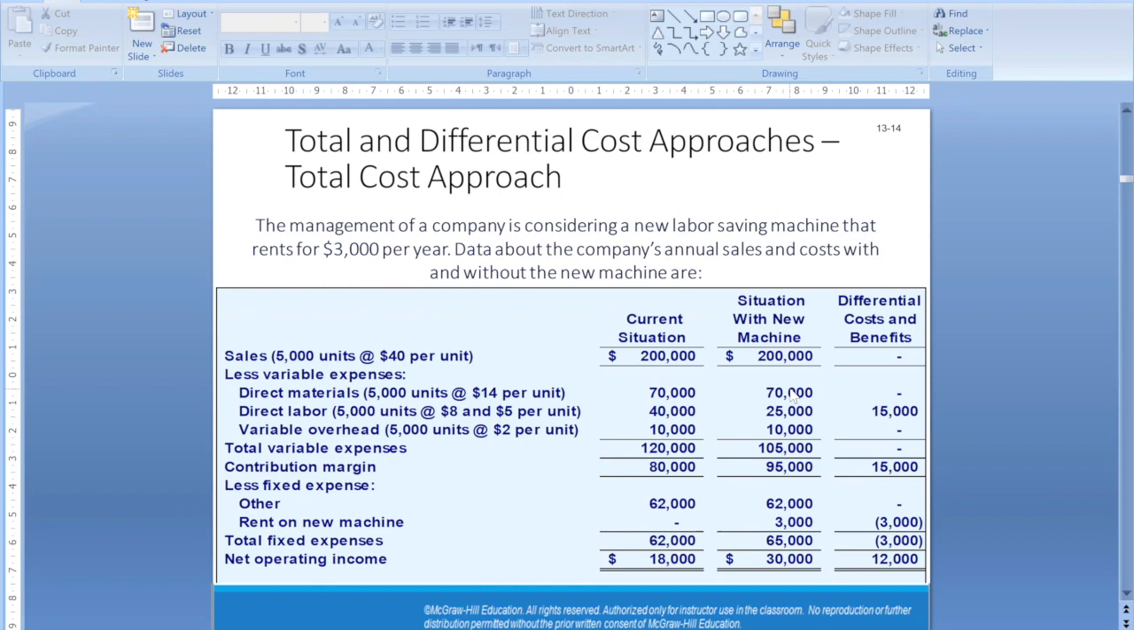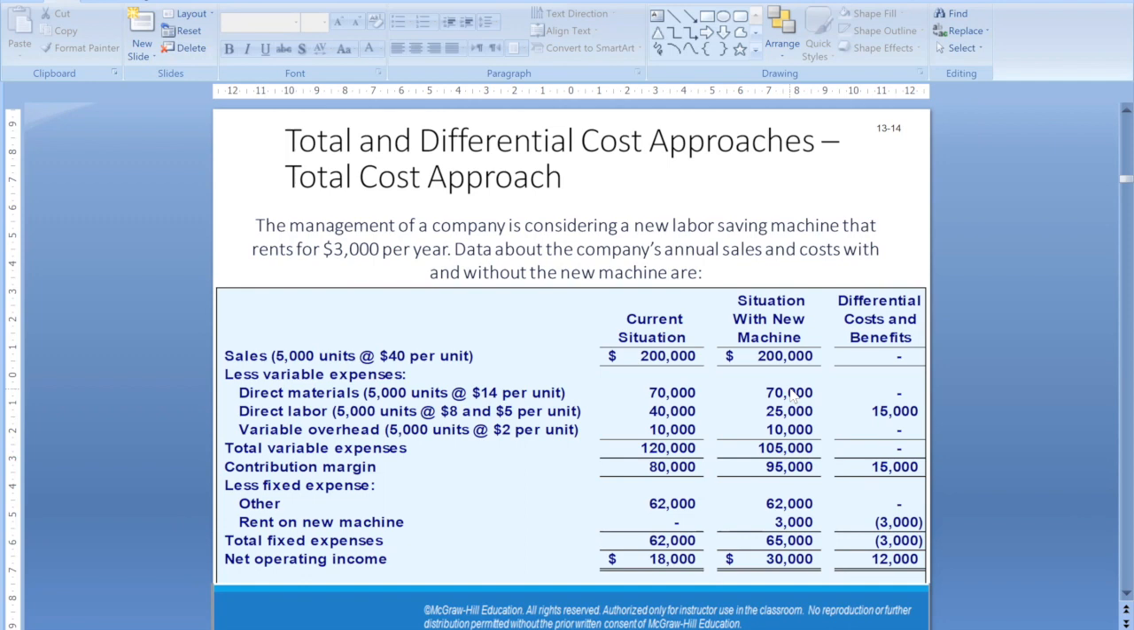The information: the sales are 5,000 units, and the price is $40 per unit. So in the current situation, I'm selling $200,000. With the new machine, we still have the same level of sales, $200,000, so we don't have differential benefits for the machine. Differential means the difference between two situations. The first situation includes the labor without a machine, and the second situation has the machine instead of labor.